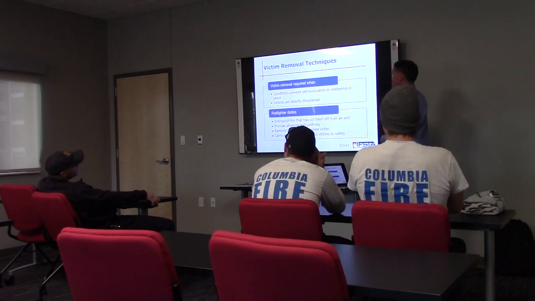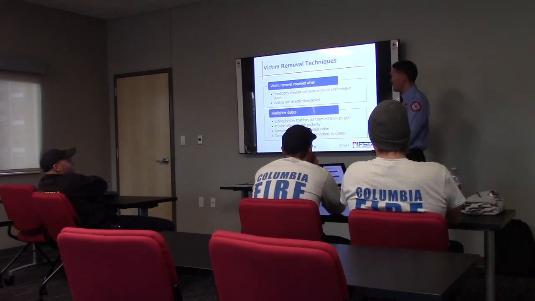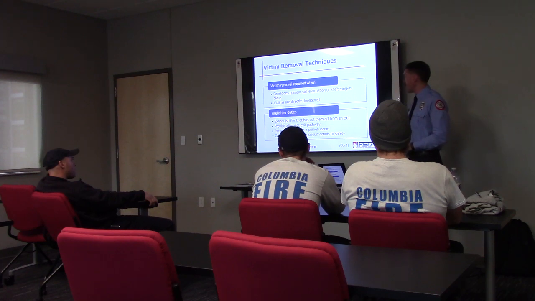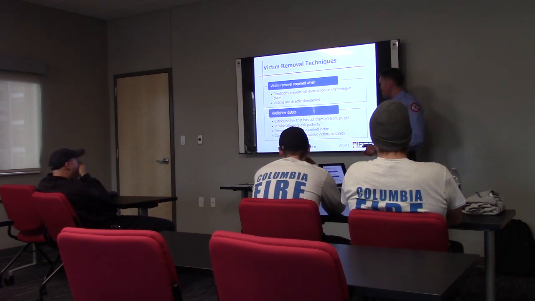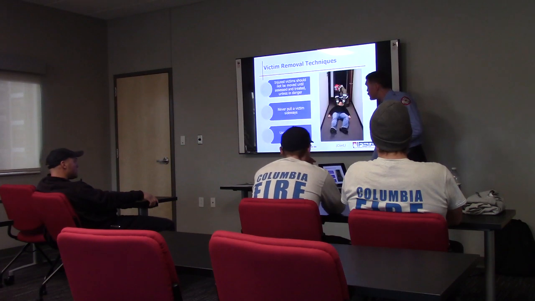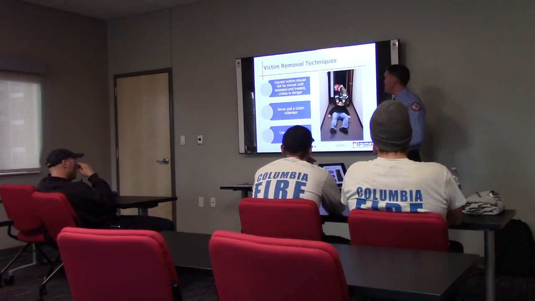Victim removal techniques, we're going to, again, harken back to our objectives here. We're going to talk about some different techniques for our Firefighter 1 and 2 skills. We're going to remove people whenever the conditions prevent self-evacuation or sheltering in place, so we have to take action because they're directly threatened. The firefighter duties are going to be to extinguish any fire that's cut them off from an exit if you have a charged hose line, provide an alternate exit pathway, take debris off a pinned victim, or carry an injured or unconscious victim to safety. So we're going to do that by moving them.